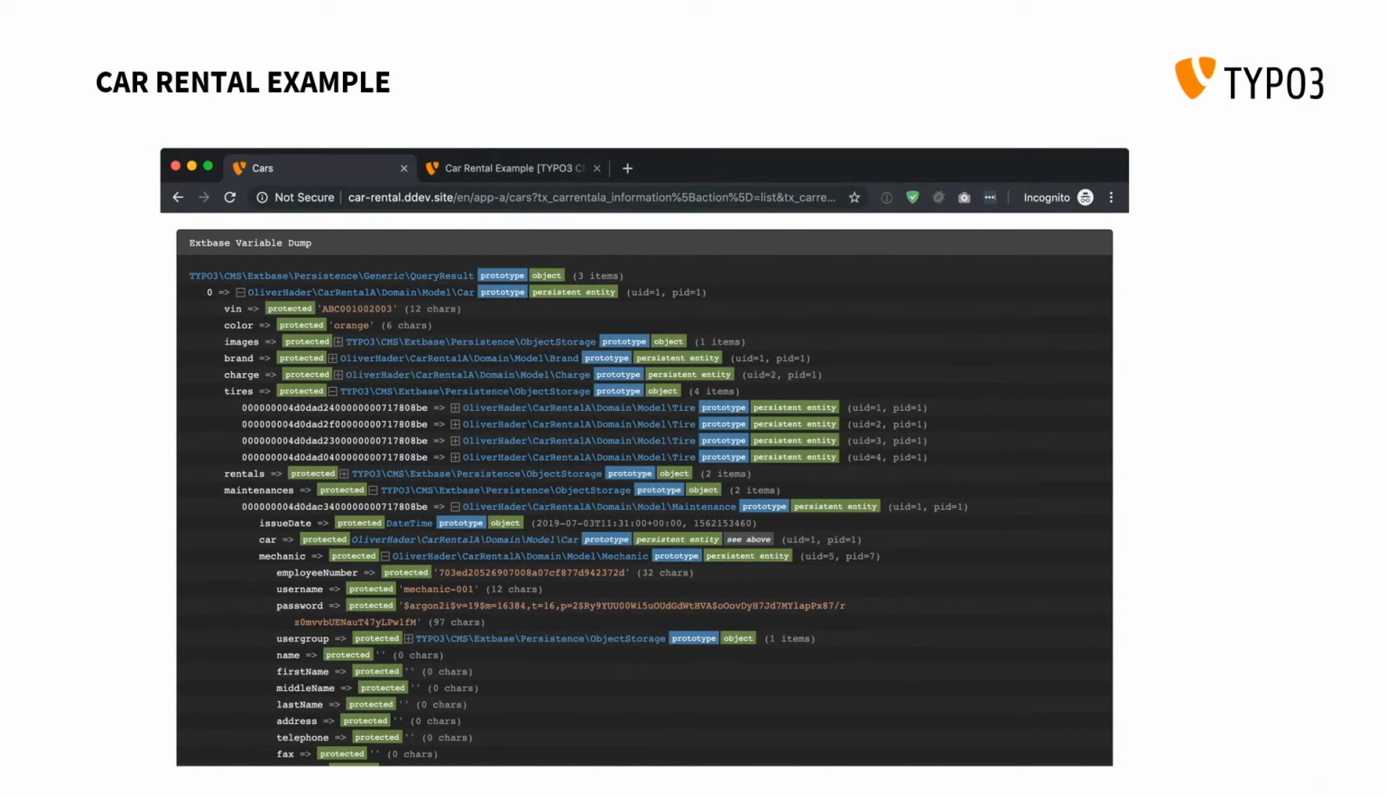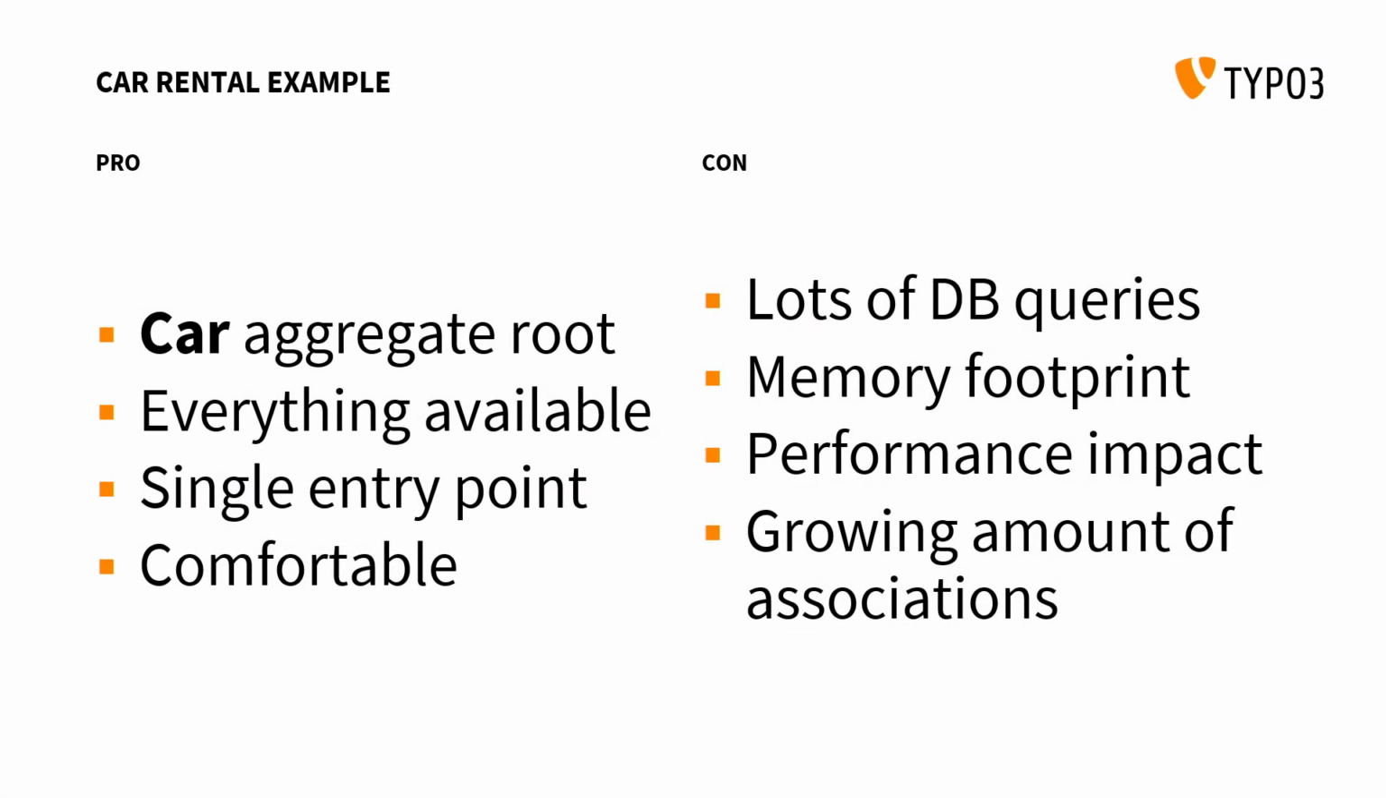Output in Fluid, and as you can see there, a lot of data, everything is available. It's quite flexible to use in your view. You don't have to think much about what is available, because everything is available. So here are the pros and cons again. You have that aggregate root, everything available, a single entry point, and it's very comfortable to use that technique in your application, in your view.